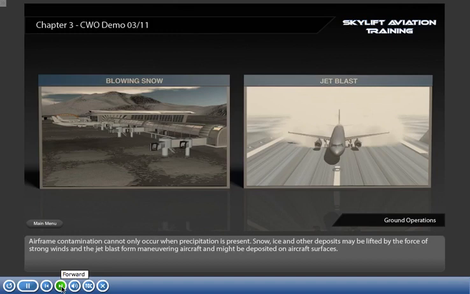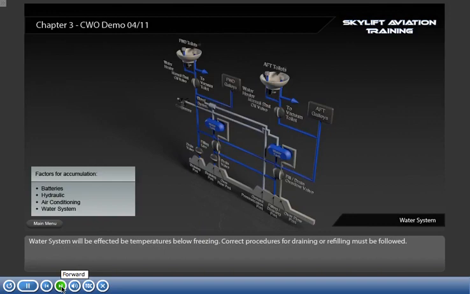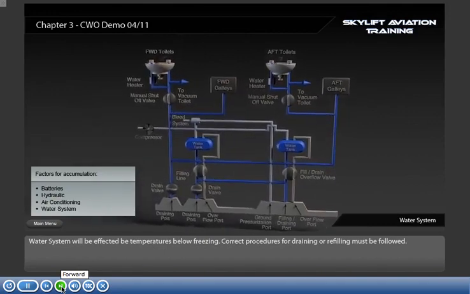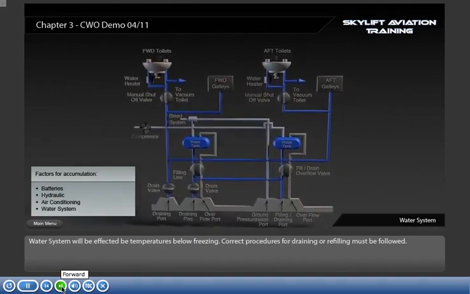Airframe contamination cannot only occur when precipitation is present. Snow, ice and other deposits may be lifted by the force of strong winds and the jet blast for maneuvering aircraft and might be deposited on aircraft surfaces. Water systems will be affected by temperatures below freezing. Correct procedures for draining or refilling must be followed.